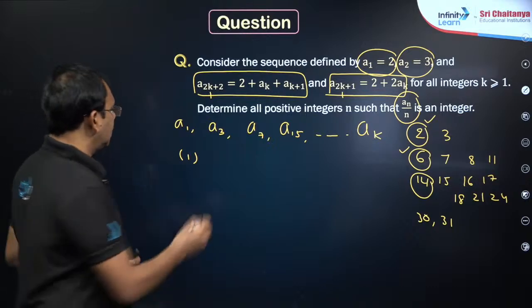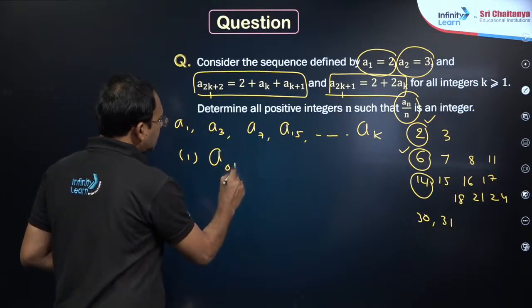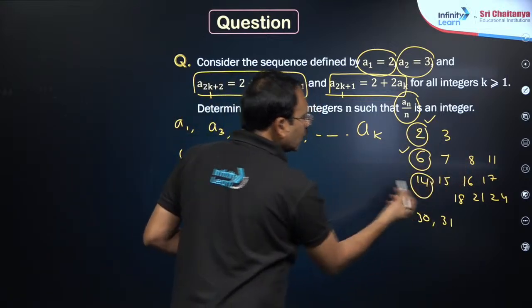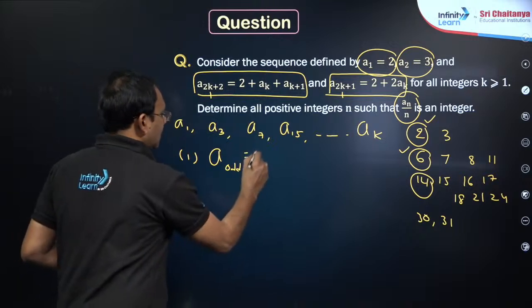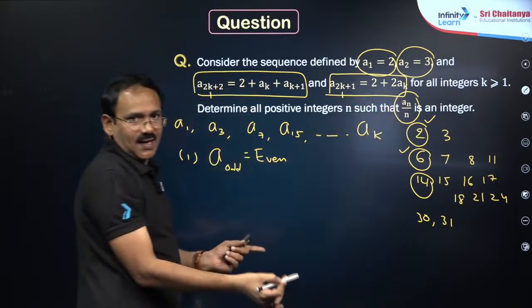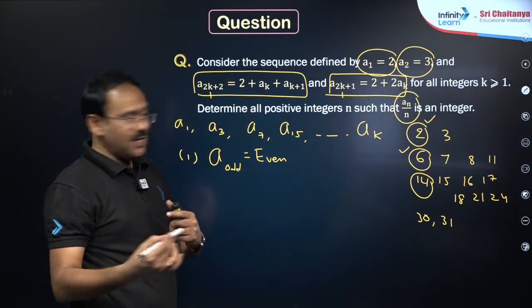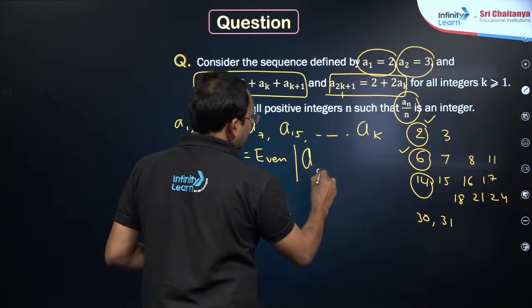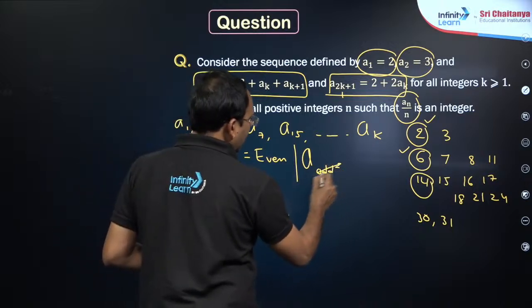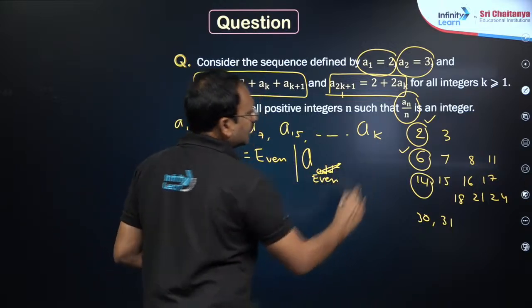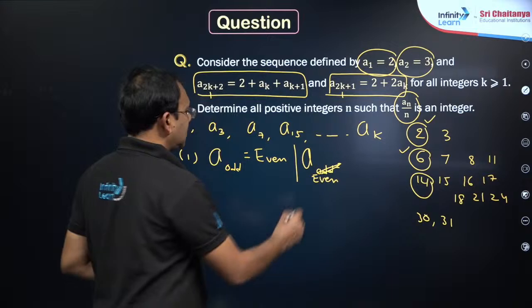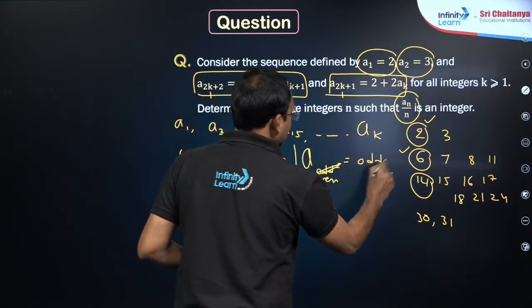Observation number 1: when the suffix is an odd number, like 1, 3, 5, you are getting an even number. You know why? Because it is twice of 1 plus Ak, so with an odd suffix, the term is even. When the suffix is an even number, you see A2 odd, A4 odd, A6 odd. This is the first observation, dear students.